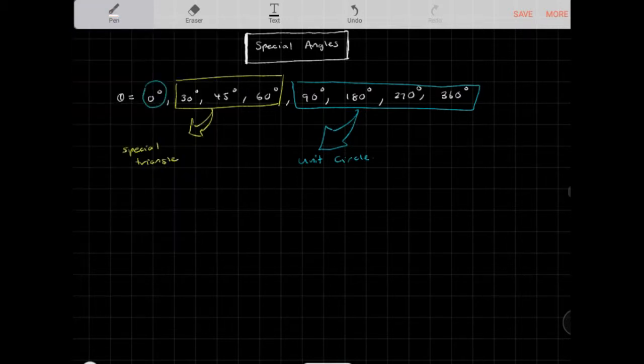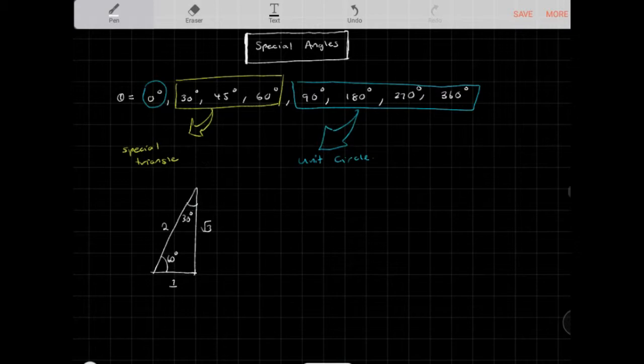Okay, so this time our triangle is going to look something like this. Okay, so the triangle is going to look like this, and it's going to have side lengths of 1, 2, and square root 3. This angle here is 60 degrees, and this angle here is 30 degrees.